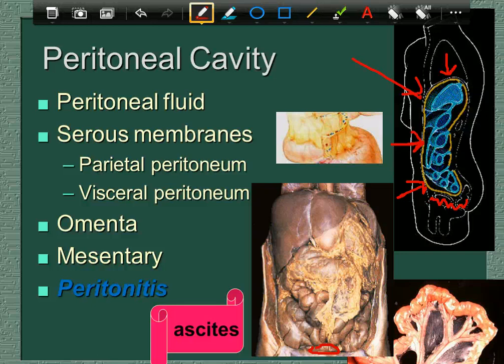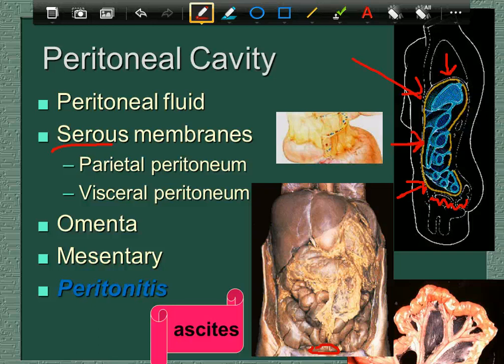serous membrane. Okay, serous membranes come in pairs, parietal and visceral. Remember the serous membranes are found in three cavities. The pericardial, around the heart, the pleural around the lungs, and then the third one is peritoneal, and they all start with P, lucky for you.